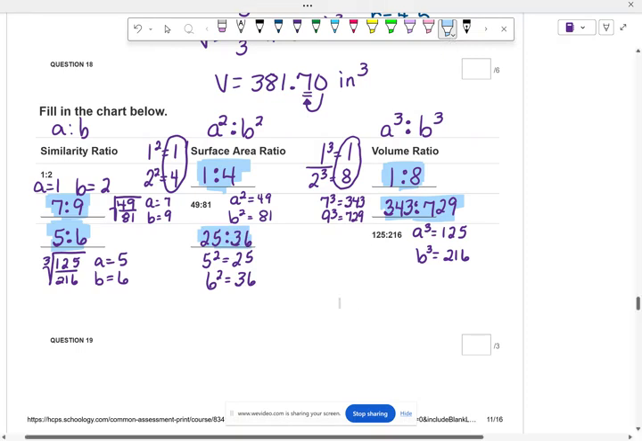Again, I love doing these charts. They're my favorite, but that was just a little bit too small for me to keep all my work straight. All right, let me know if you've got any questions on that one.